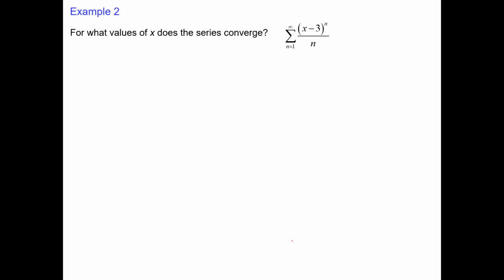Okay. Example number 2. The same question. Find the domain for what values of x this series converges. And now we have the summation from 1 to infinity, (x minus 3) to the power of n over n. For some values of x, we may have convergence. We may notice right away the center is 3. That means maybe only 3 will be the interval, or maybe in this case, we will go away a couple of values. This will be the radius. Let's check.